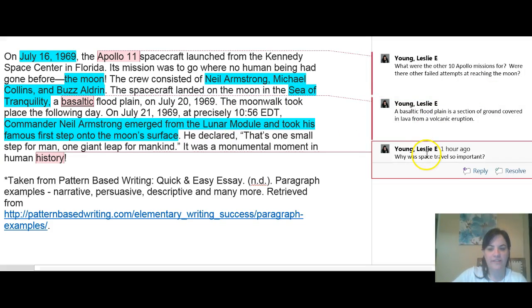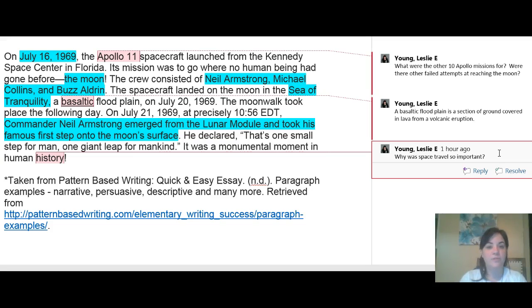Finally, we have a last notation at the end. It was a monumental moment in human history, and the reader wrote, "Why was space travel so important?" This is a question. Something within the paragraph made the reader question this, and the reader wrote it down as an initial reaction or maybe something to look into further. This is just an example of what highlighting and annotating will look like.